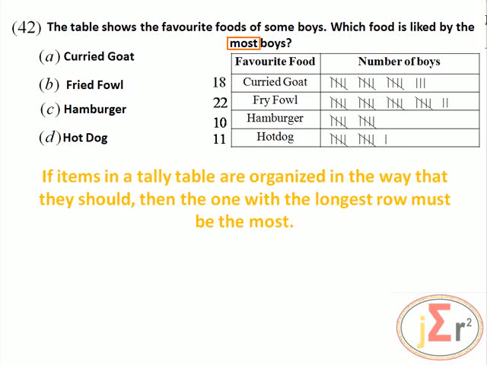And which one has the longest row, Jerry? Fried fowl. Right. So we can put in our representations right there and see which one has the longest row. Of course, it is clear that fried fowl has the longest row and is liked by the most. So there's no difficulty with that one. And if we put them all together, the red line is the longest one still, and it is represented by those who prefer fried fowl.